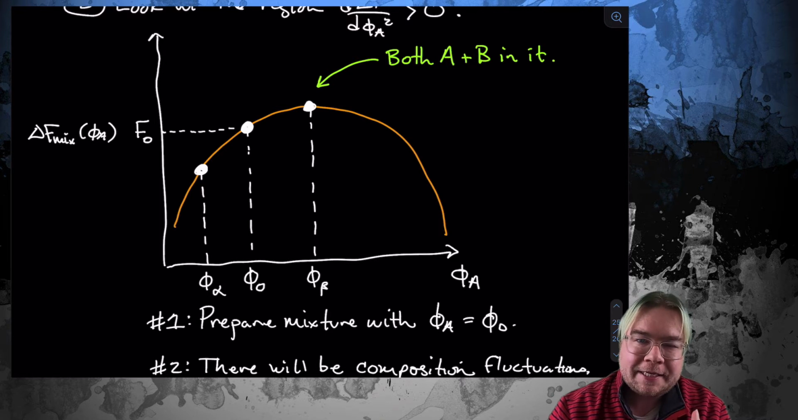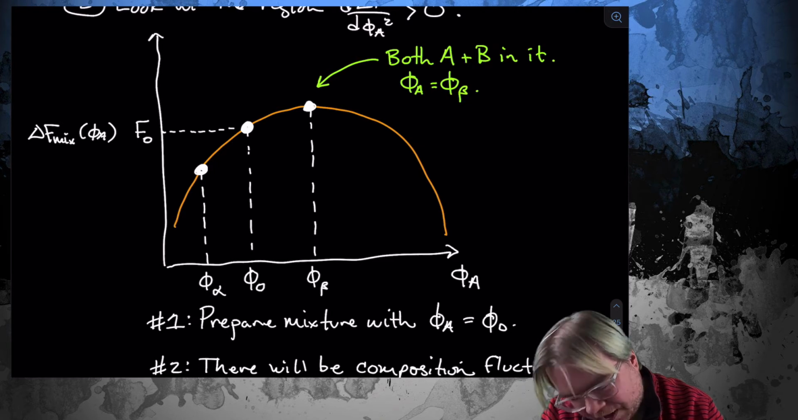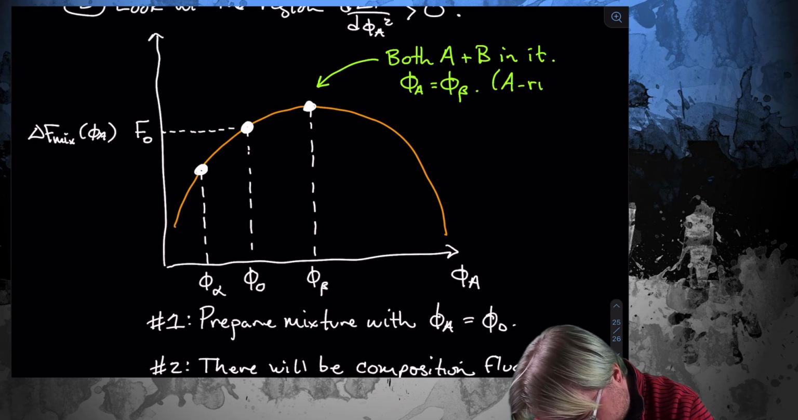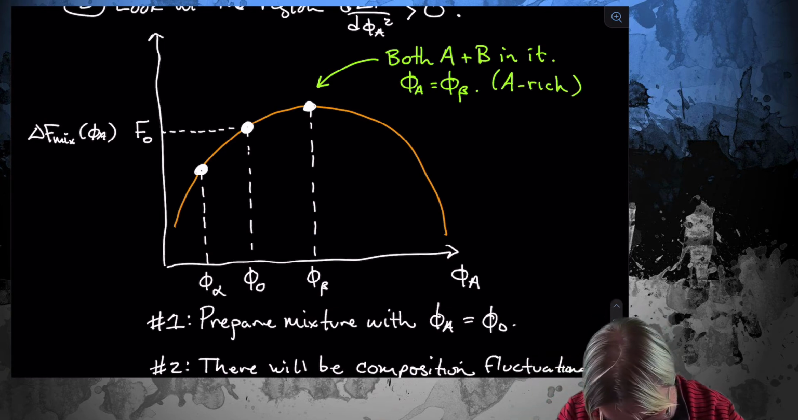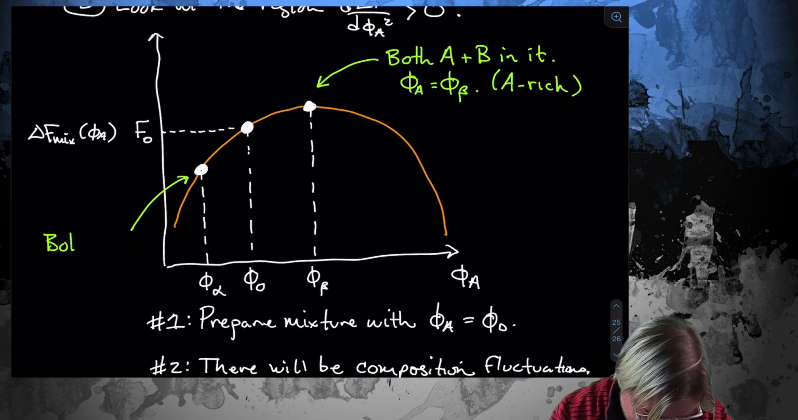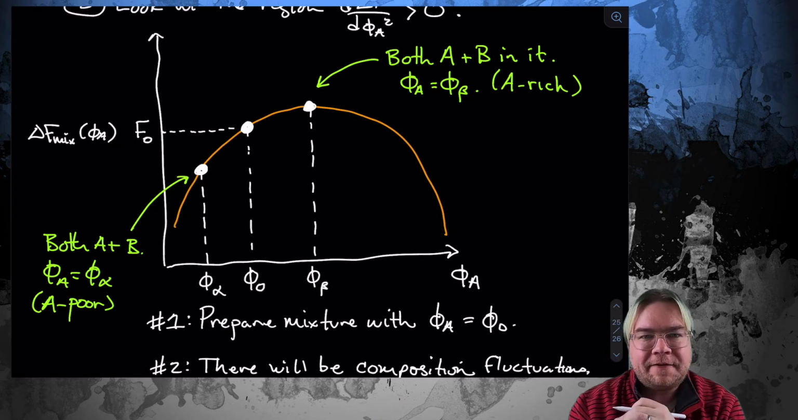And inside of the phase, inside of that region, the volume fraction of A will be equal to phi beta. The same thing's true of the other one. So this is, I'll say here, this is A rich. The same thing's happened over here. So this point here, there's still both A and B. And the volume fraction of A is equal to phi alpha. And it is A poor. There's less A than phi 0.